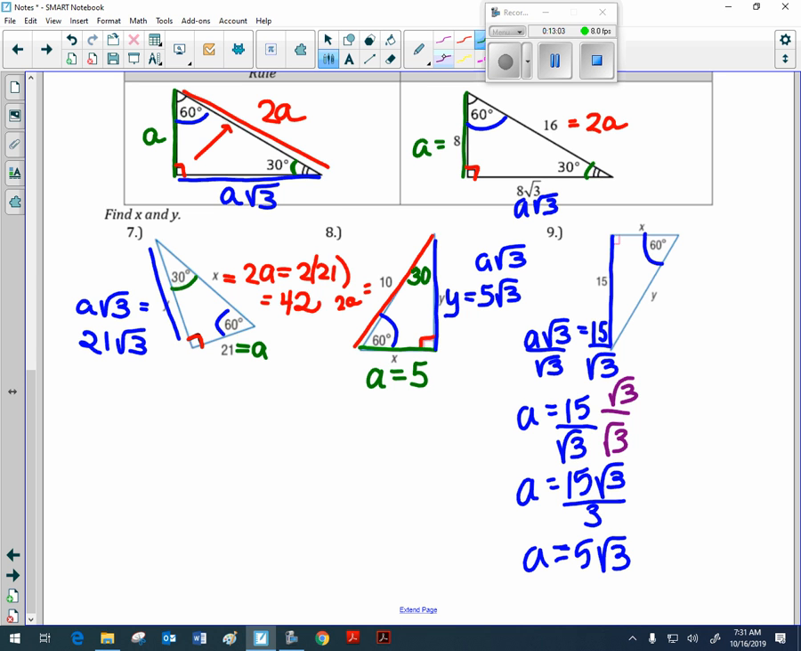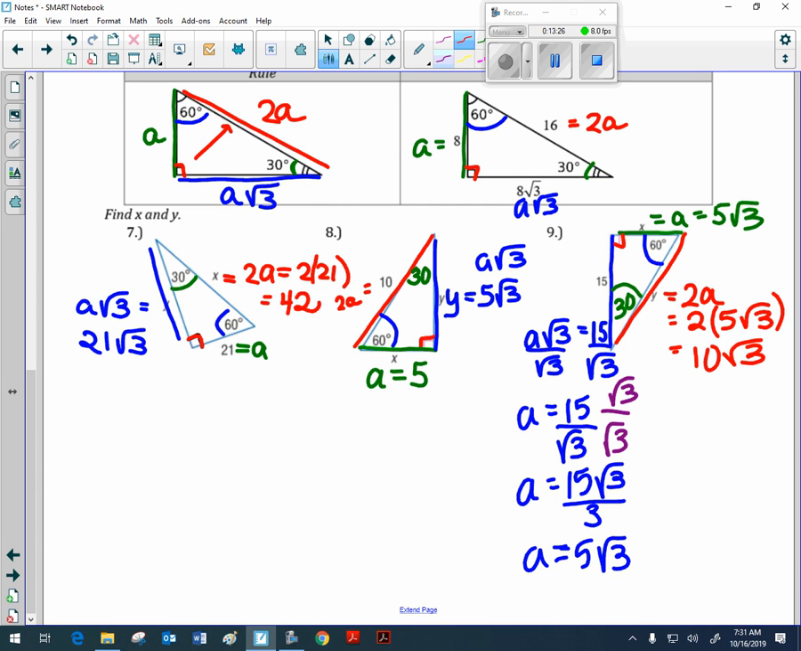So A, which is across from the 30, and I know 30 is here because the angles have to add up to 180, this X is our A side, which is 5 radical 3. And to get the 2A side, which is across from the 90, the Y that's there is equal to 2 times A, which is 2 times 5 radical 3, which is 10 radical 3. So this is all about the pattern. You can watch me do this 100 times, but you have to have that pattern memorized in order to be able to solve these kinds of problems on your own.